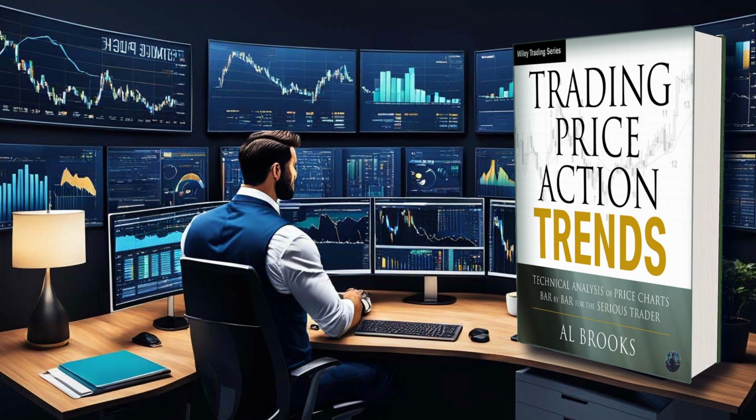Chapter 20. 2 legs. The market regularly tries to do something twice, and this is why all moves tend to subdivide into 2 smaller moves. This is true of both with-trend and counter-trend moves. If it fails in its 2 attempts, it will usually try to do the opposite. If it succeeds, it will often then extend the trend.